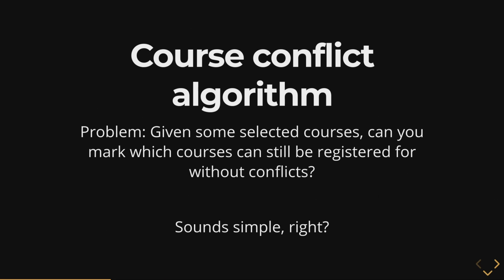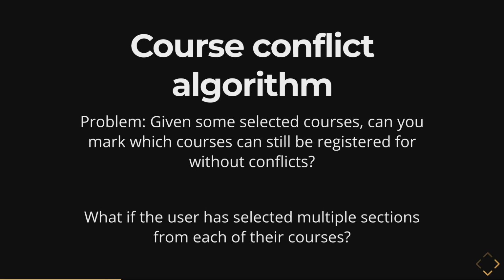Okay, I think my spacebar just triggers twice. Okay, so one of the core features of QuaCS, as we mentioned, is that it can automatically determine whether or not two courses conflict with each other. So the problem in general terms is if I give you some courses and sections which have been selected, can you tell me which courses can still be registered for without any conflicts? And this sounds simple, but it gets a little more complicated when the user might have selected multiple sections from each of their courses. Now you need to try each one of those combinations.